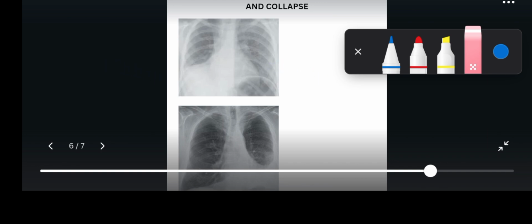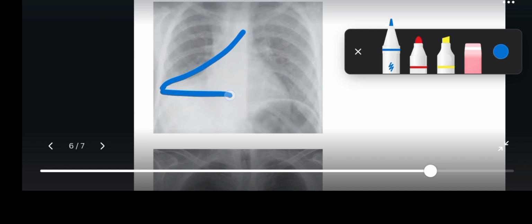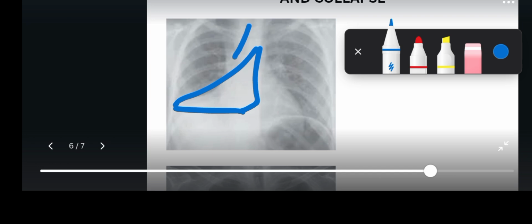So look at this image. This one is collapse. Right lower lobe collapse is always triangular. If you watched my video on lung collapse, you appreciate this image. Then you see there is a mild shift in the trachea. There is a shift in the trachea towards the side of the collapse.